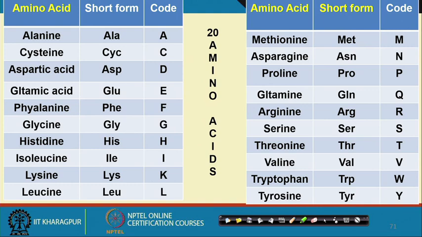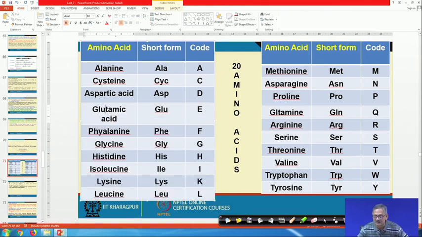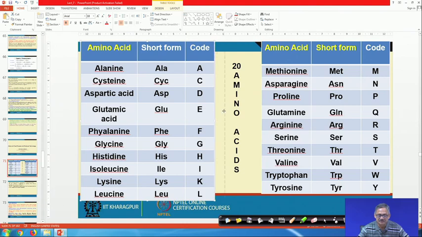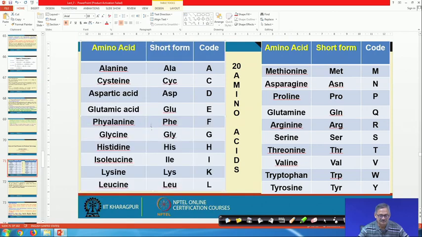So we see that alanine has an abbreviated or short name ALA, with code A, then cysteine with an abbreviation of CYS, with a capital C code, then aspartic acid, which is ASP, right, with a code D, then glutamic acid, this is GLU missing, and this U is also missing. It is not cut and paste, but I do not know why it did not take. So let us move it a little to this side, so that it comes in. Yeah, it has come in.